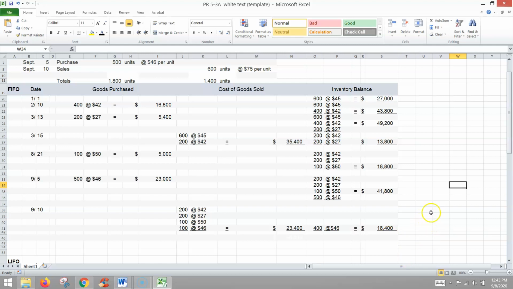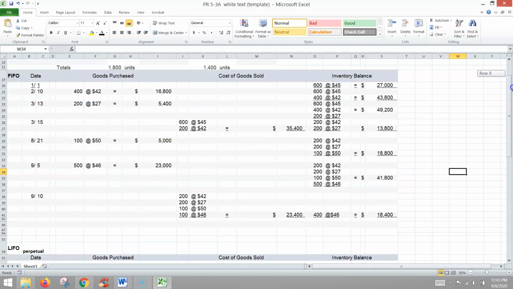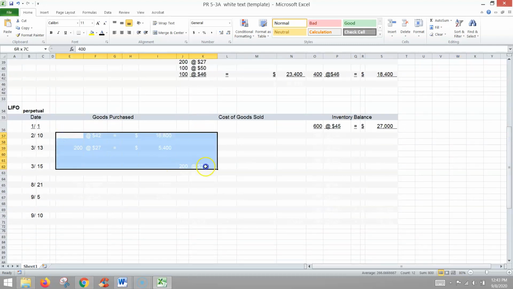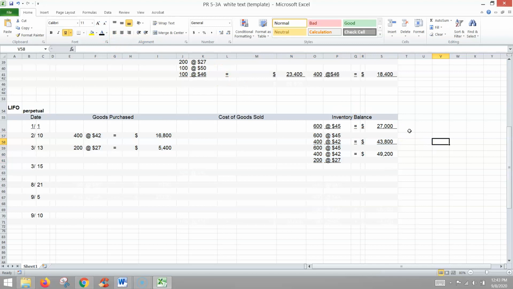Now we're going to use the same transactions to calculate using LIFO. So we have our beginning inventory, and then we're going to make 2 purchases. So you'll see between the 2 methods, where we're going to see the differences are in the sales, the cost that we're actually selling, which units we're selling first. So we can go ahead and just add in our purchases. So again, this is identical to FIFO above. We started off with 600 at 45. We added 400 at 42. And then we added 200 at 27.